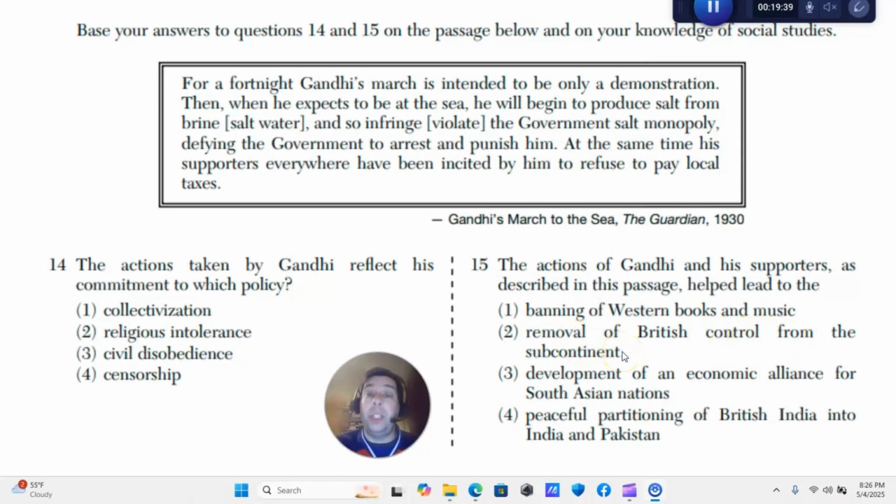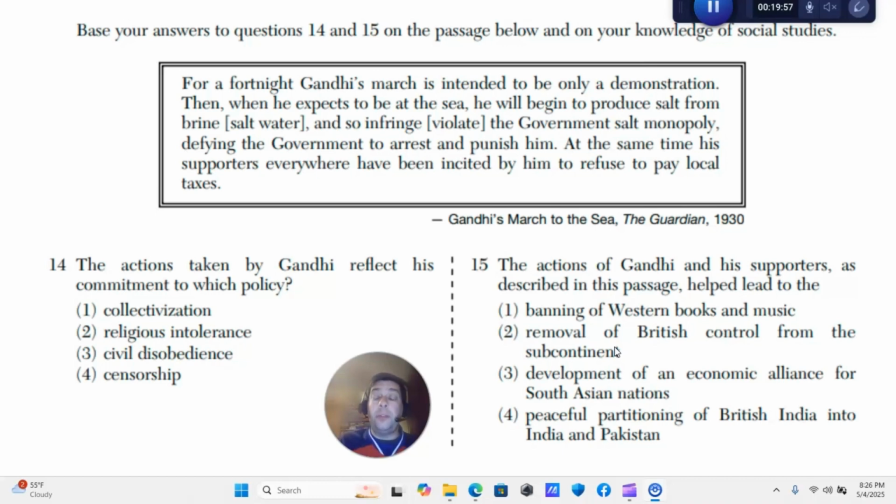Okay. I wish they had just said independence. Britain leaves India, right? They give India their independence. That's the answer. I don't like that they worded it weird, but the removal of the British, right? India's independence, the British are gone. That's what that means. That's the correct answer. Development of an economic alliance for South Asian nations?